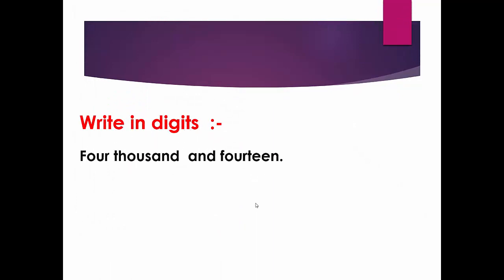Next exercise. Write in digits. Here I have 4,014. Okay, first I have to write the places. Ones, tens, hundreds, thousands. I ask you to write 4,000. When I see 1,000, stop here, okay? And write 4 in thousands. I will write 4 in thousands.